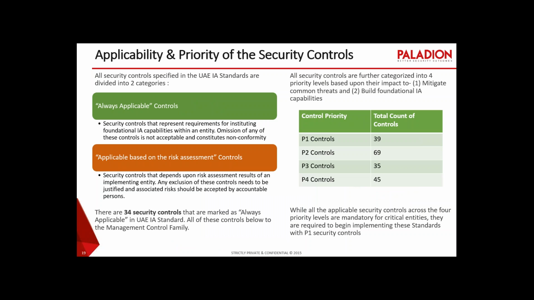So there are 2 types of control that NESA talks about, and these are the 2 main terms that we all have to understand. One is applicability of a security control, and the second one is priority of a security control.